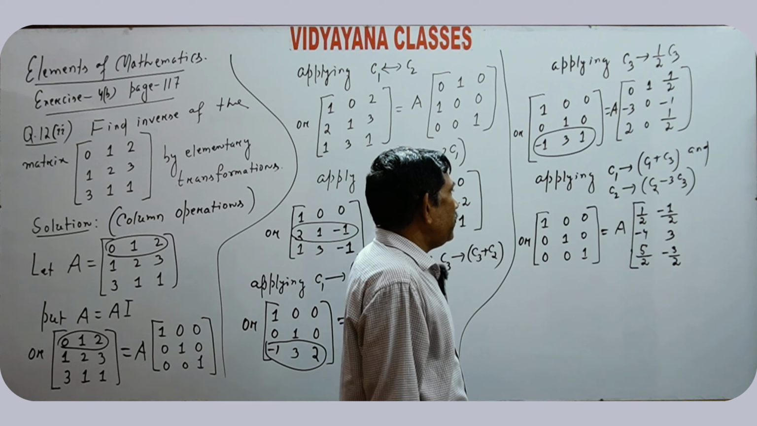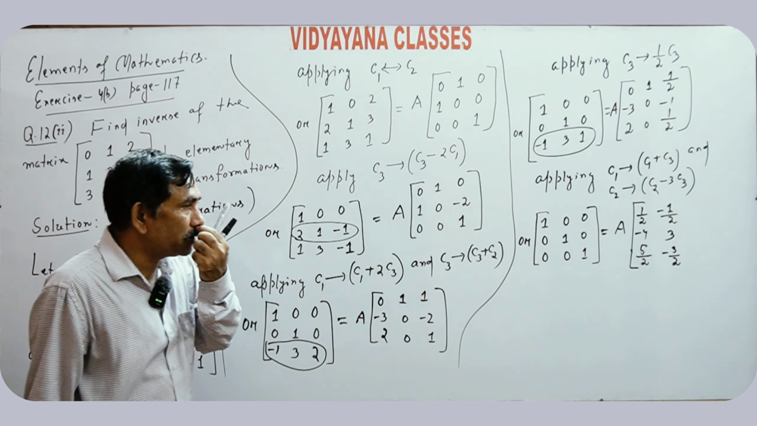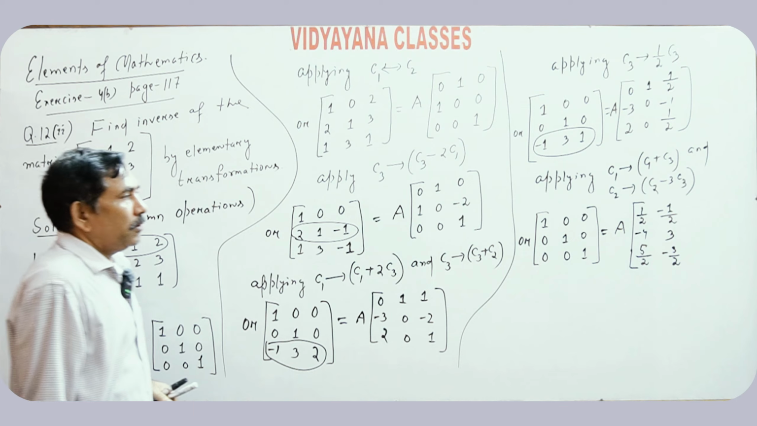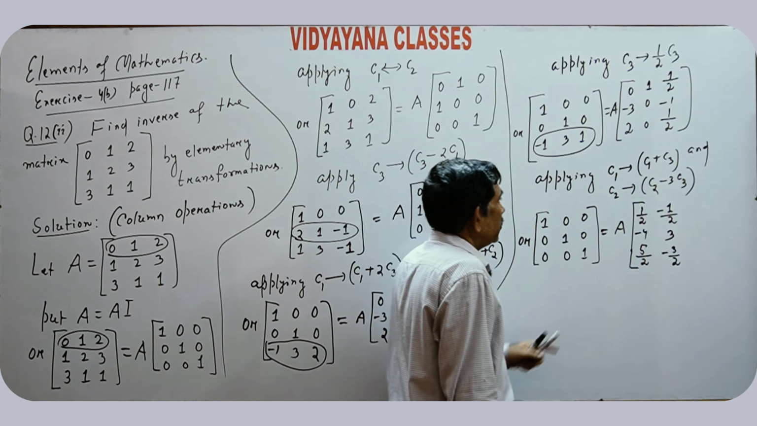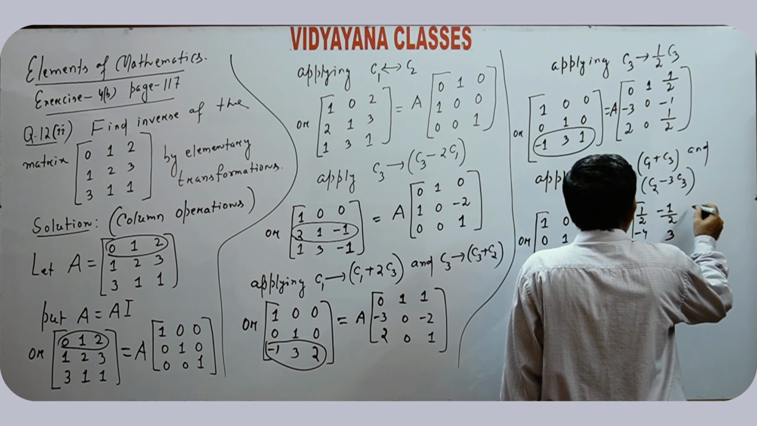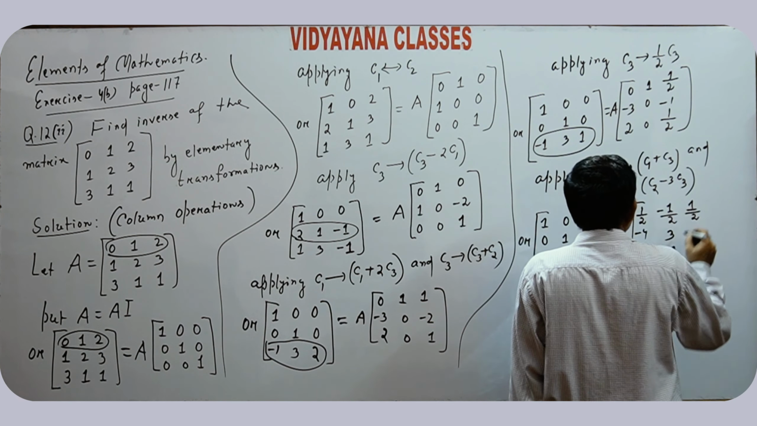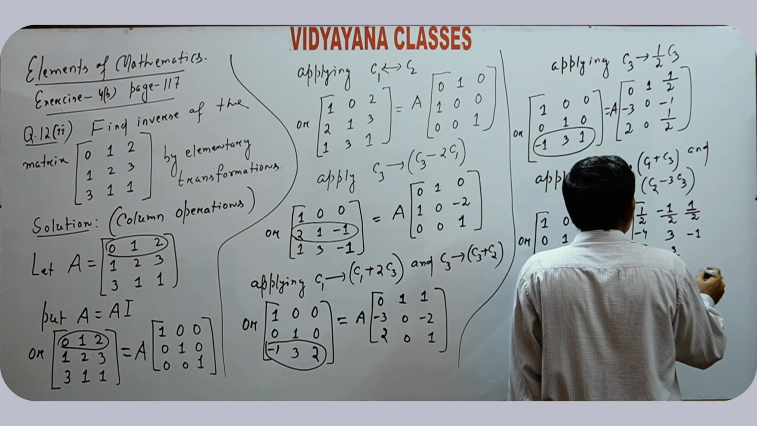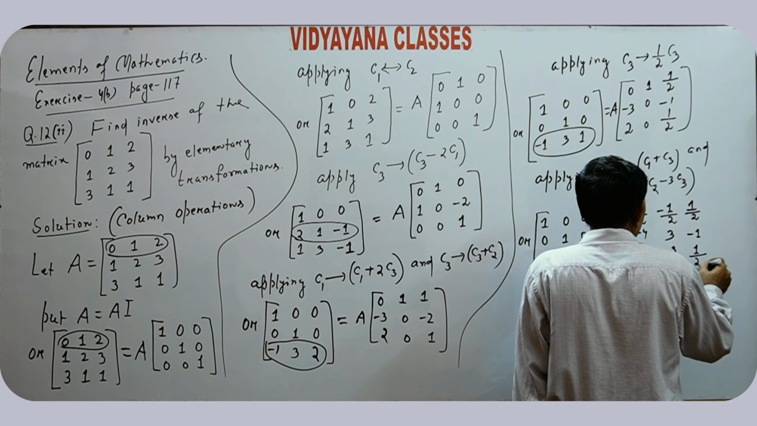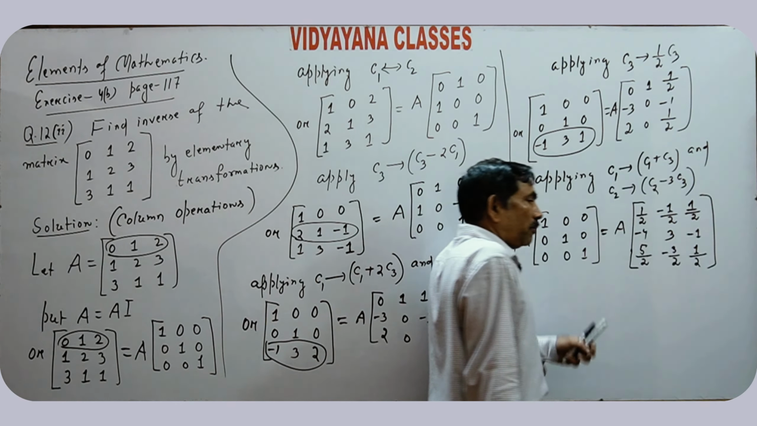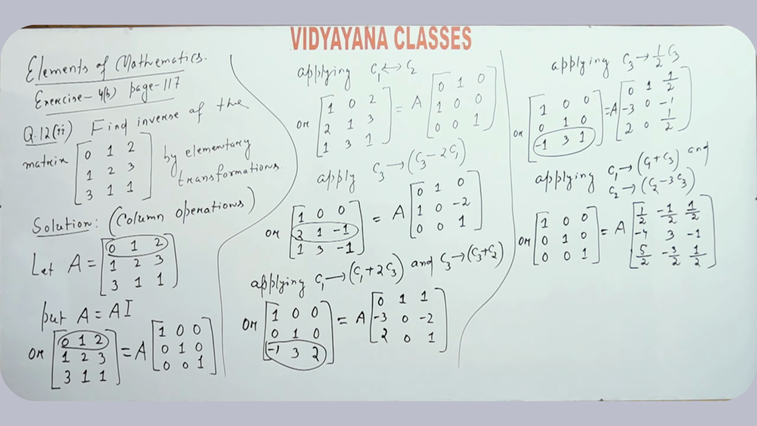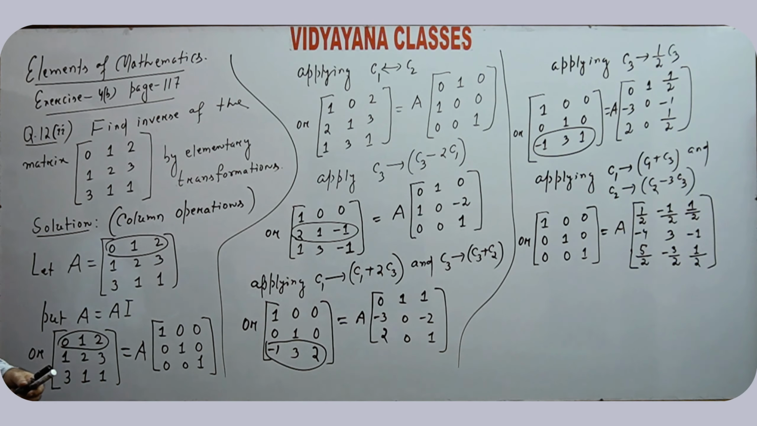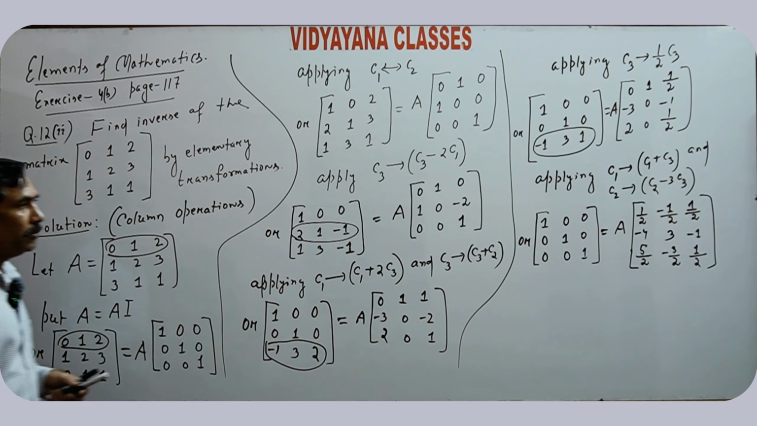0 minus 3 times of minus 3 by 2. Column 2 is replaced by column 2 minus 3 times of column 3. Next, there is no change of column 3. Half, minus 1 and half. Clear?